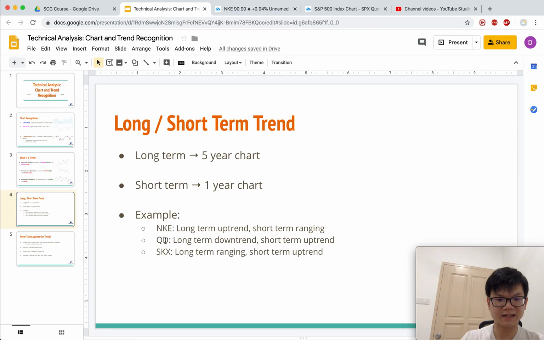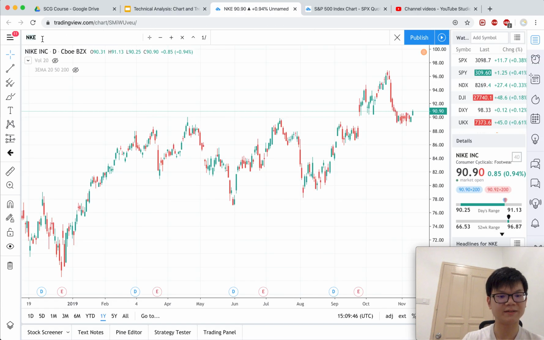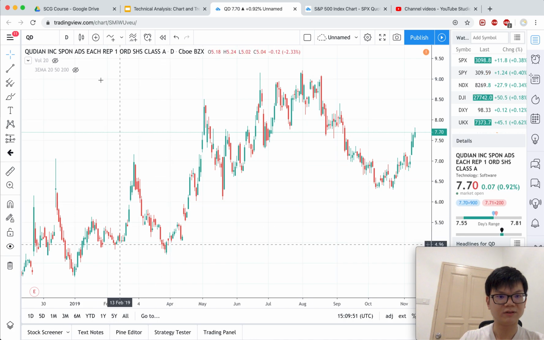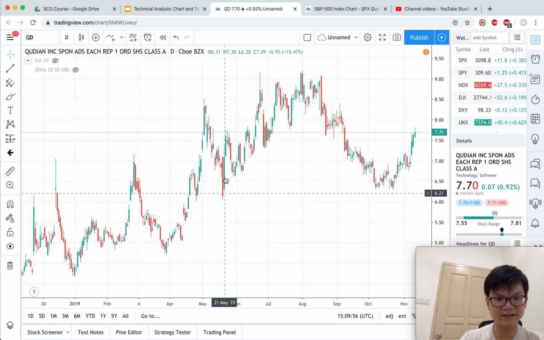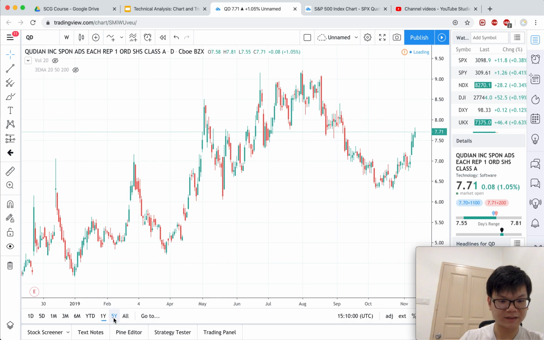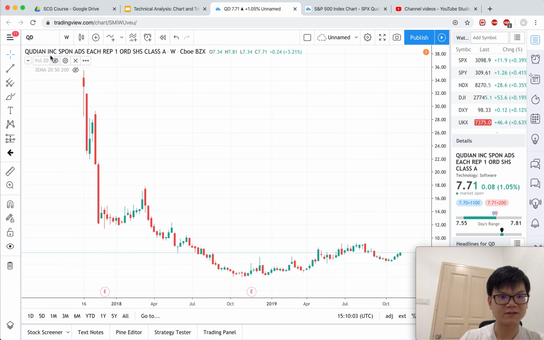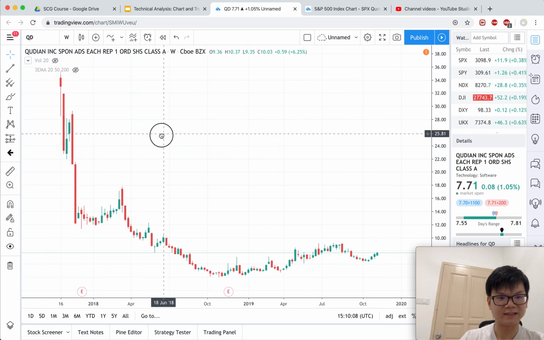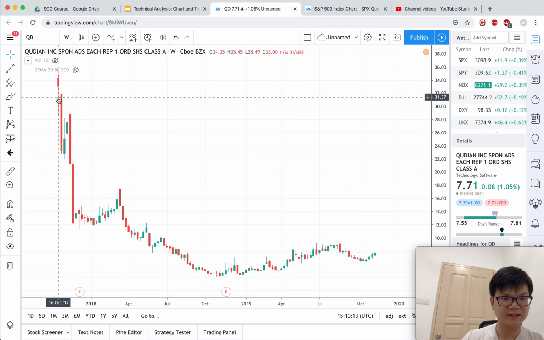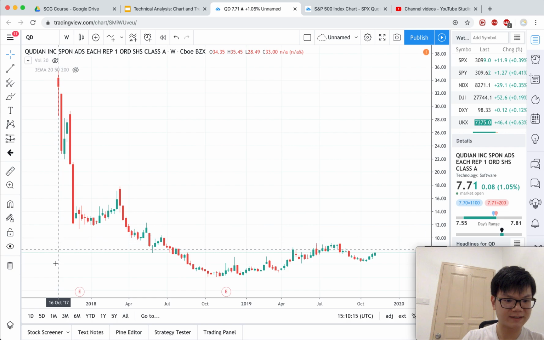The second example is QD. So very simply, from here we type QD. You see now this D means it is a daily chart, so each candle is 1 day. If we click on 5 years, this switches to a W, 1 week chart, and you can see that this QD was recently IPO'd. It was only listed in 2017, so we only got like 2 years of data.